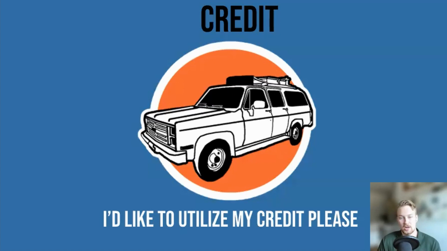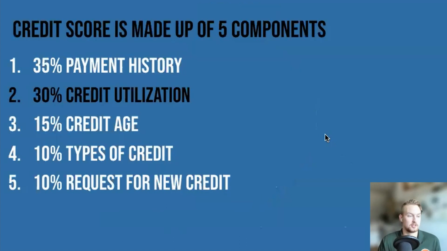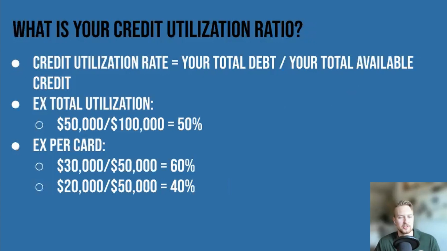The second piece in the credit score puzzle is your credit utilization ratio, or your credit utilization. Credit utilization makes up 30% of your credit score. It's part of the 5 big components here. But what is that credit utilization ratio? The credit utilization ratio is the amount of revolving credit you're currently using divided by the total amount of revolving credit you have available. So basically, it's how much you currently owe divided by your credit limit.